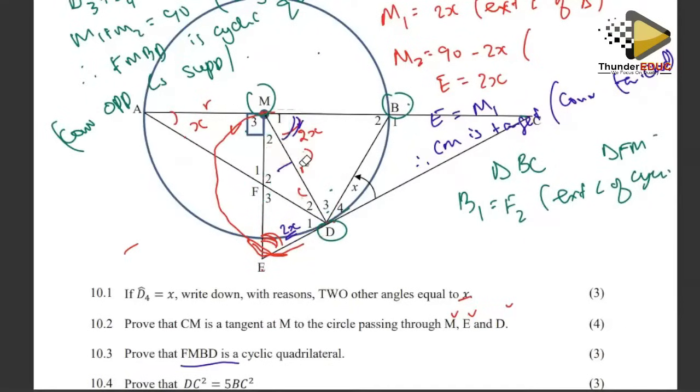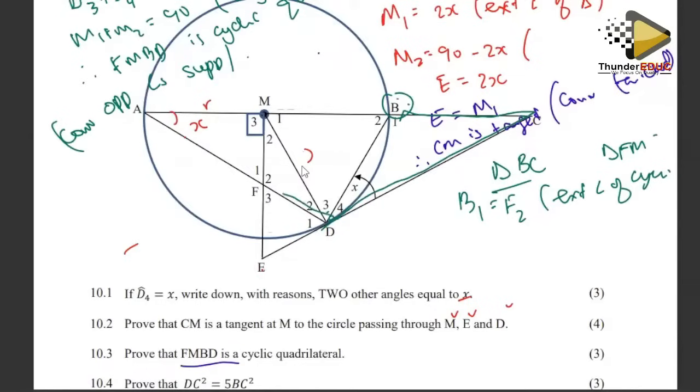Okay, why can't I remove all of this? So DBC and DFM. Okay, so we're saying B1 is going to be the same as F2 because of the exterior angle of the cyclic quadrilateral. We agree with that. Then D4 is the same as D2. We proved that earlier on, that everything was x.